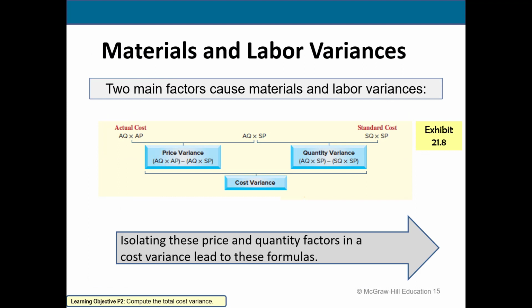When we're looking at materials and labor variances, the difference between the actual price per unit of input and the standard price per unit of input is the price or rate variance. And the difference between the actual quantity of input used and the standard quantity of input that should have been used results in a quantity or efficiency variance.